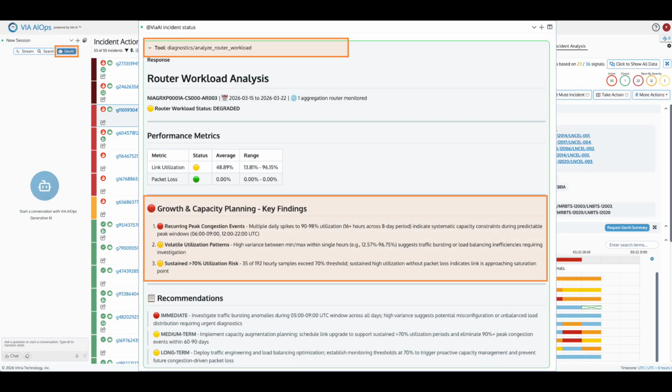The assistant then proceeds with the Analyze Router Workload Diagnostic tool to check historical traffic patterns on the impacted virtual router. Based on the historical patterns of the aggregation router's performance metrics, the diagnosis identifies that the router has been consistently congested during peak hours, indicating a potential bottleneck in the transport layer.